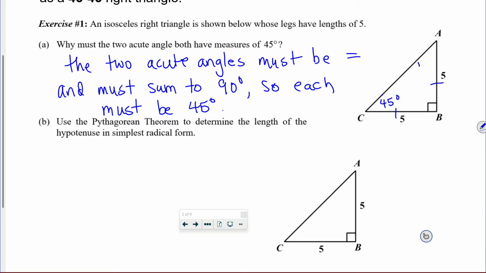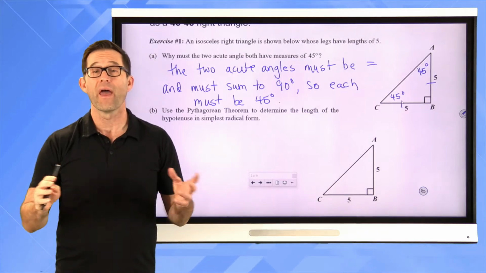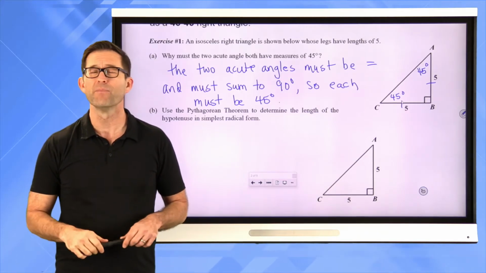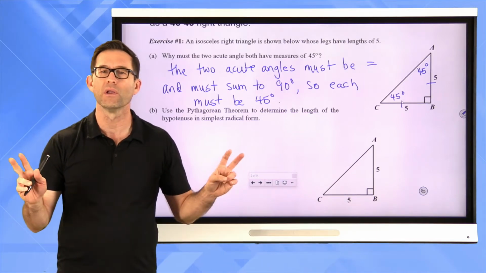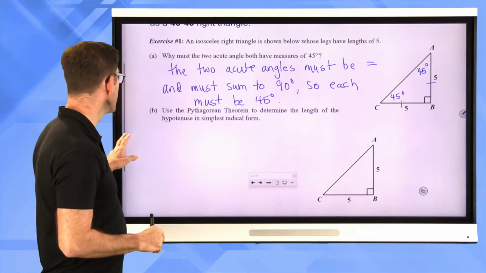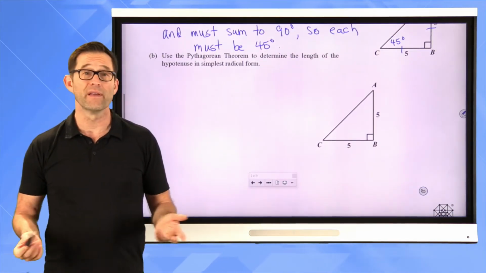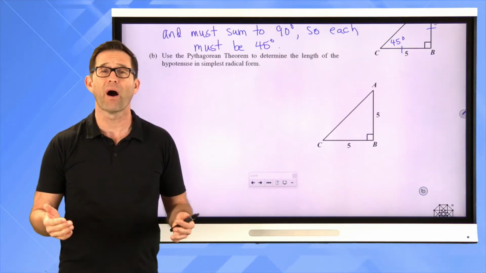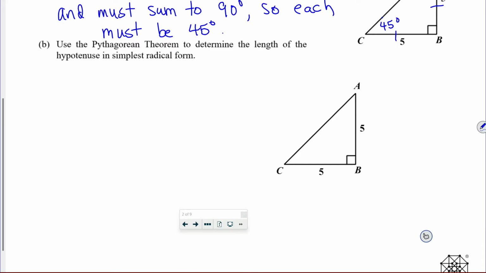All right. Now, again, primarily what we're trying to understand with both this special right triangle and the second one to come is simply how the three side lengths relate to each other, what they, quote, look like. So obviously in a 45-45 right triangle, the two legs are equal in length. The question is, how does the hypotenuse relate to it? Let's take a look at that in letter B. Use the Pythagorean theorem to determine the length of the hypotenuse in simplest radical form.